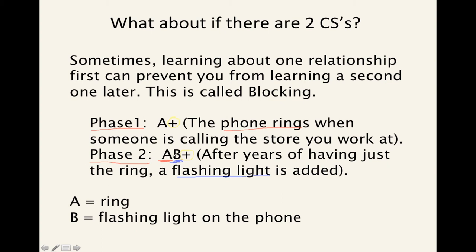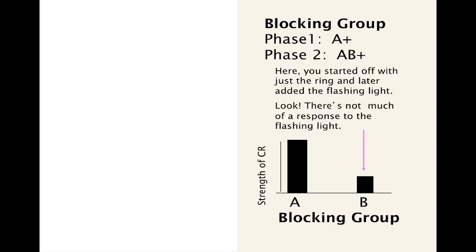In phase 2, everything is the same. The only thing that's been added is that now a flashing light is added to the phone. So the phone rings as well as there being a light that flashes by the phone. And what we would see is that if you add the flashing light at a second stage, we're going to end up with blocking. That's what we're seeing here on the right.